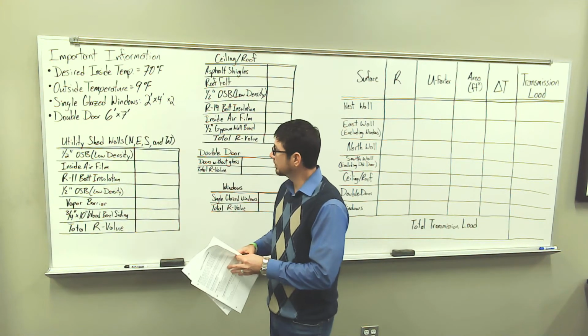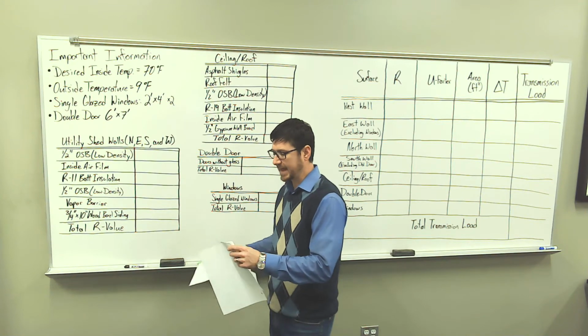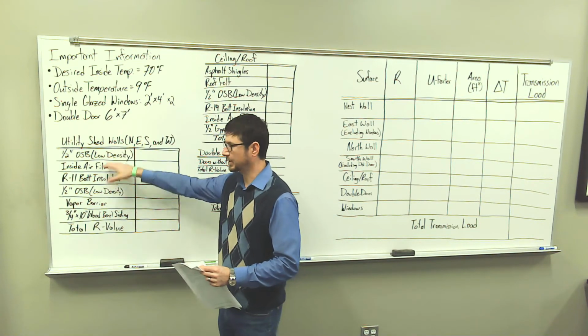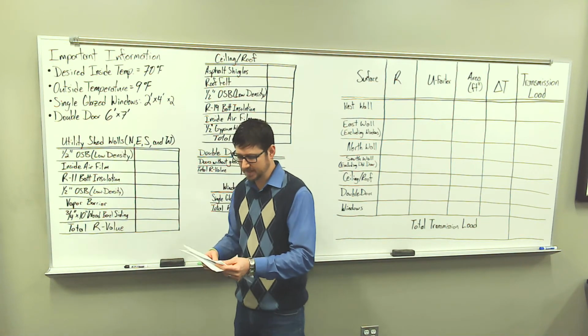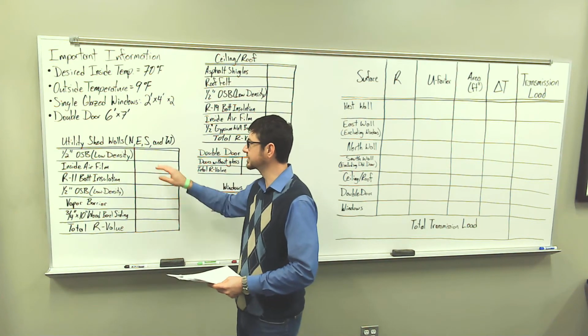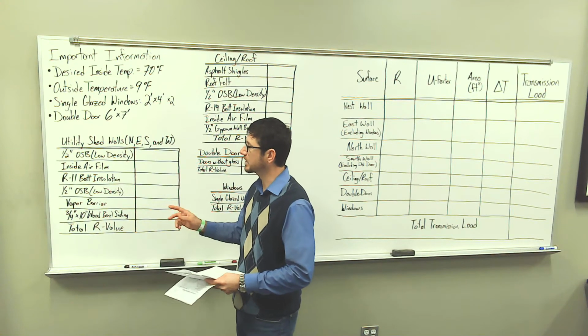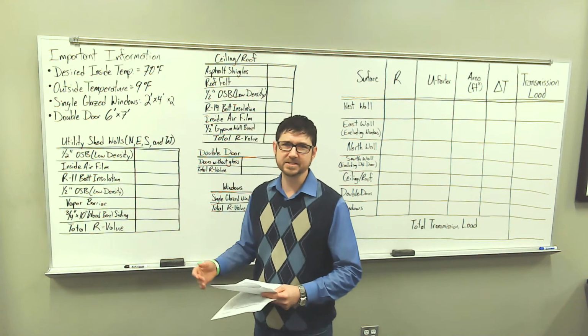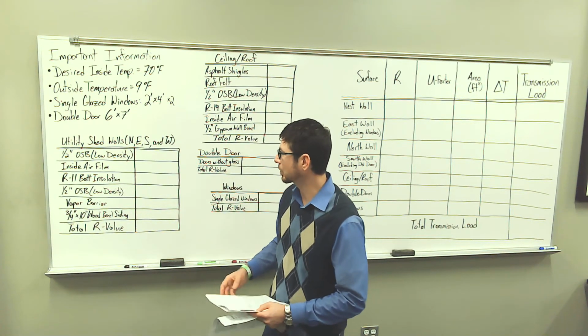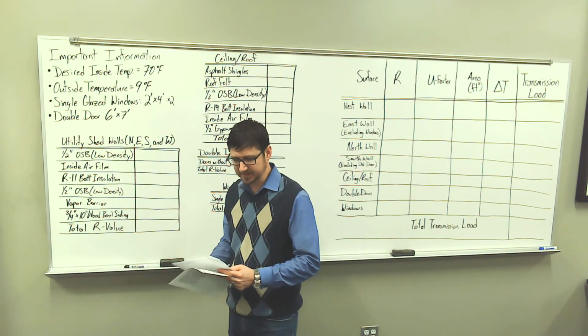On page 2 of your assignment, we have table 1, and so I've written the information right here for table 1. So the first material that we have in our wall is the 1/2 inch OSB, that stands for oriented strand board, and it is the low density type.